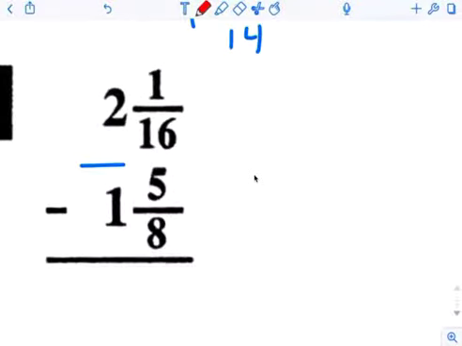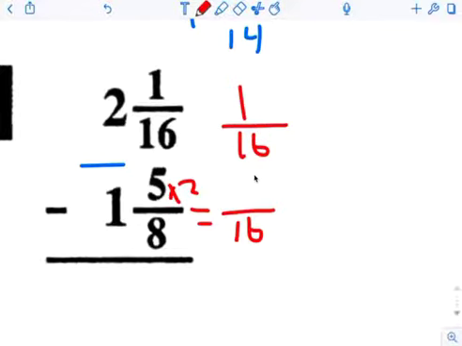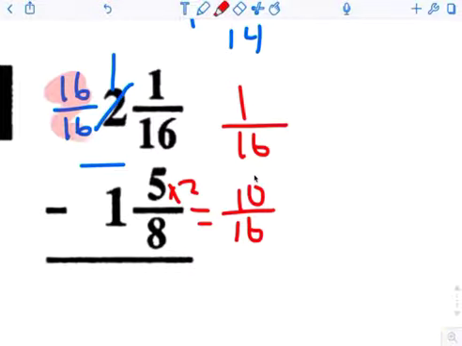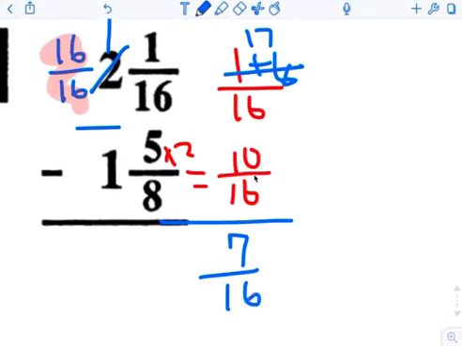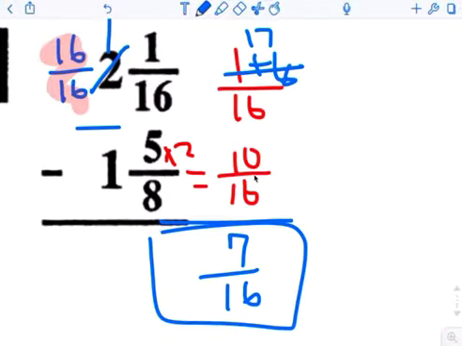Same thing here. Least common denominator is 16. That's a 1 times 2. That's a 10. Okay. Get rid of that one. That's a 1. You're borrowing 1 whole, and 1 whole in this case is 16 over 16. So you add 16 here, make that 17. 17 minus 10 is 7 over 16. And 1 minus 1 is 0, so that's your answer.